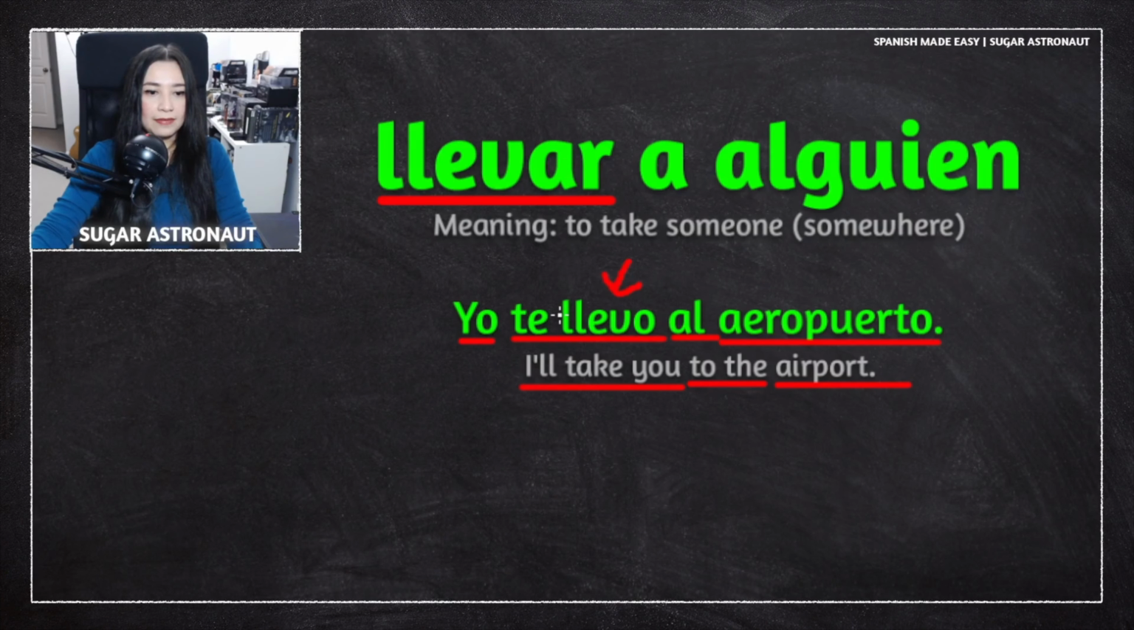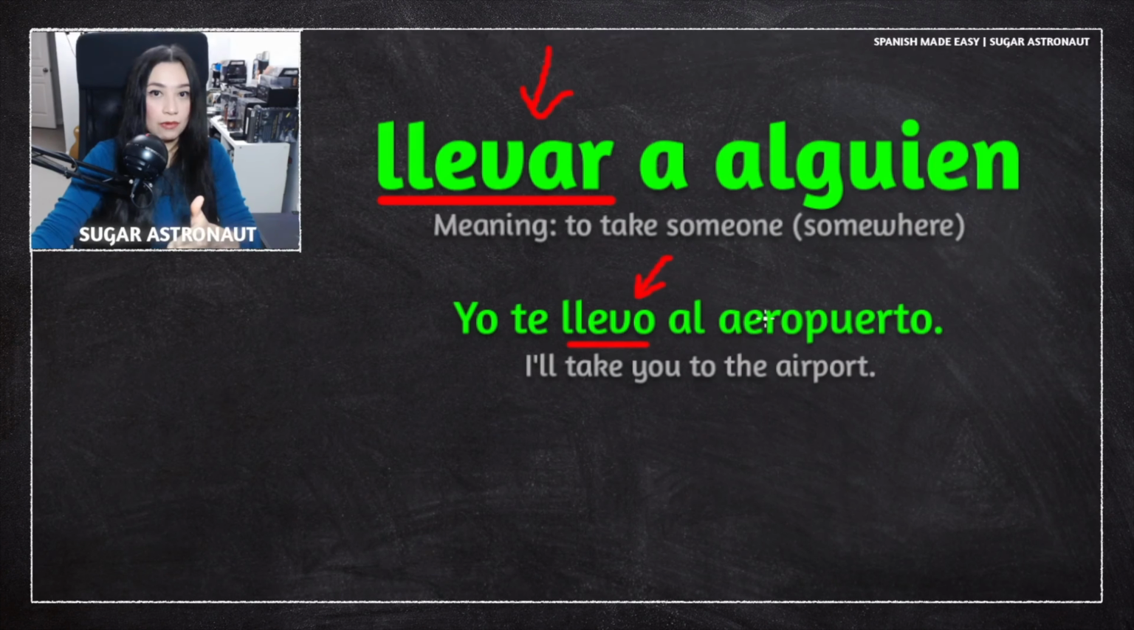So remember, we have llevar right here. Let me just erase this really quickly. We have llevar here. It's conjugated, of course. Yo te llevo. Okay, so this is conjugated for this pronoun. Yo llevo, I take. Technically, when you're saying te, that's a pronoun that means you. I know pronouns in Spanish can be a little tricky, but technically, when you're saying yo te llevo, it means I'll take you, as I said before.